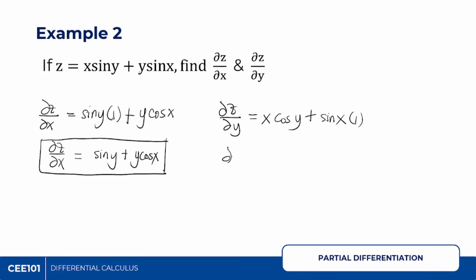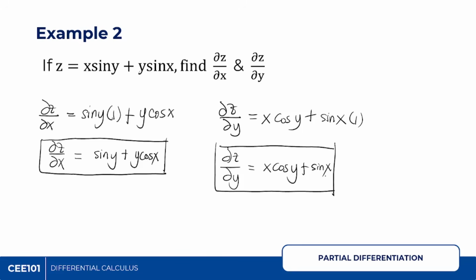Therefore, the partial derivative of function z with respect to y is equivalent to x cosine y plus sine x. So basically, this is your answer for the partial derivative of function z with respect to y.